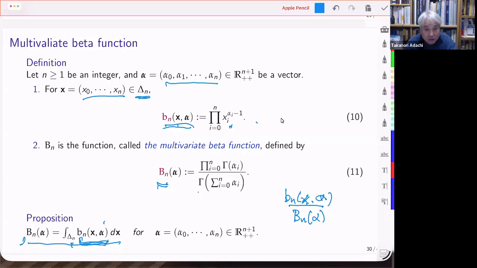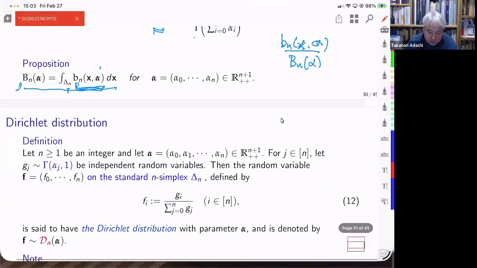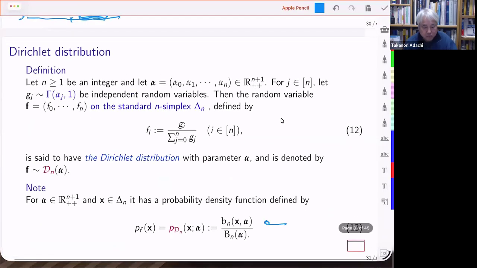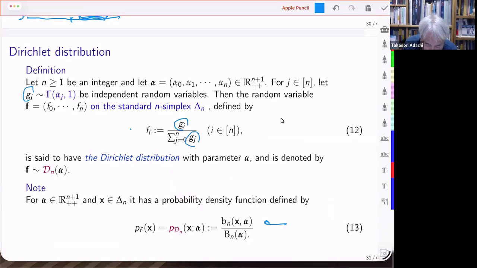So this would be a very good candidate for the density. And we will use these here anyway. But the Dirichlet distribution is originally defined like this, where the G_i are gamma distributions, and then we have these F_i. Each F_i is a member of the vector F. Then F is called Dirichlet distributed with parameter alpha.